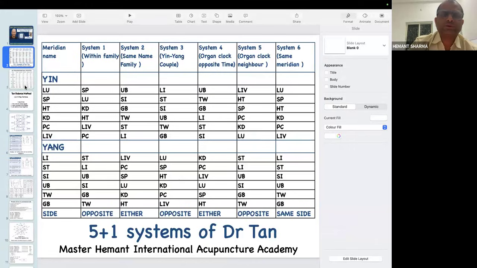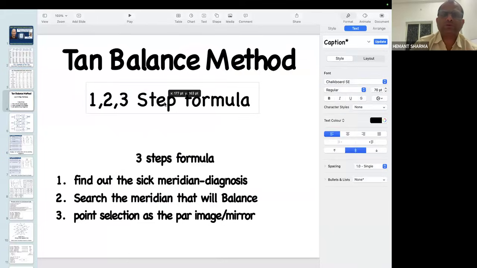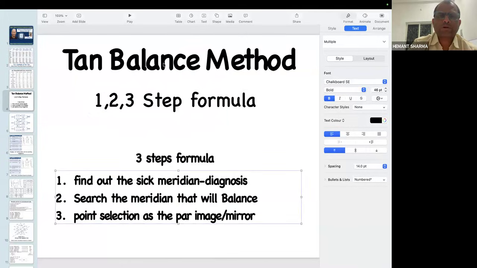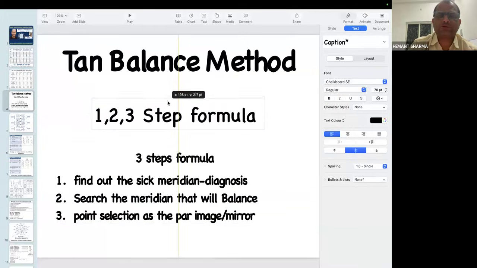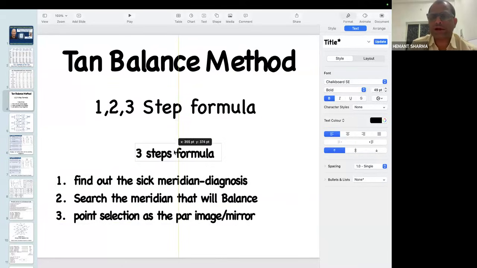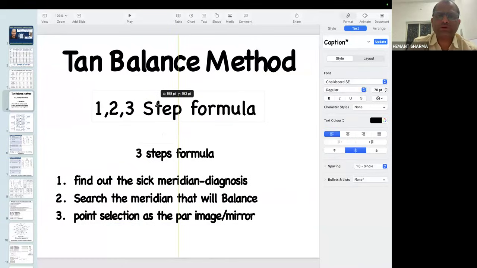The next thing we should know is the step number 1, 2, 3 formula. If we know the step number 1, 2, 3 formula, then we can do the entire balance, meaning we can do the balance method. So let's discuss what the 1, 2, 3 formula is.